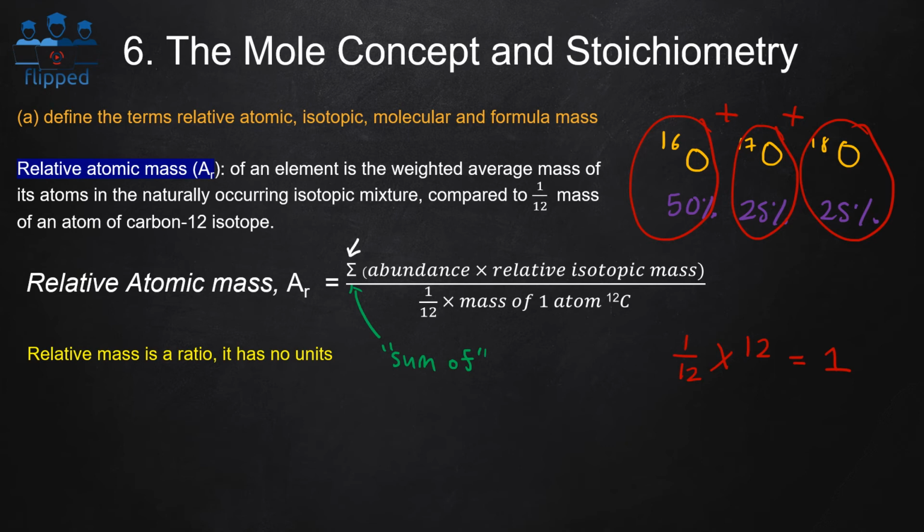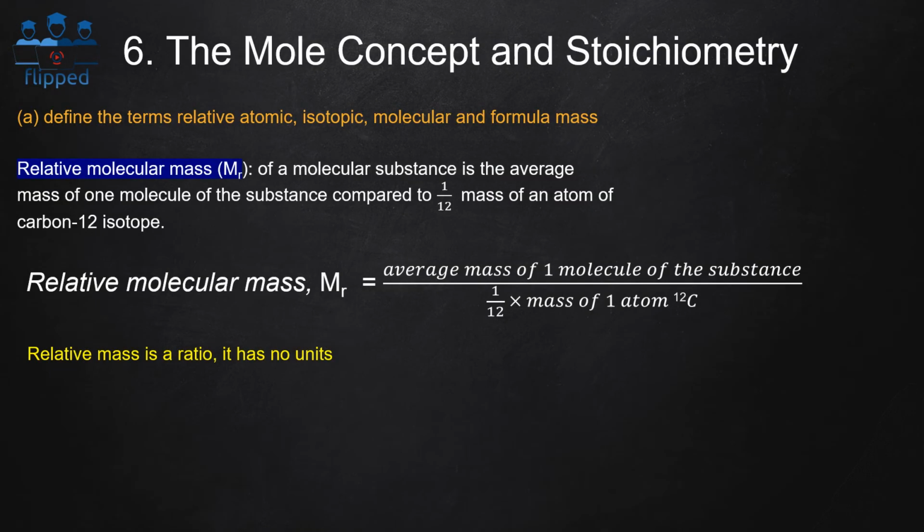So you can see that this formula is the same as what we have seen before. And because it's a ratio, it has no units. What we see here is MR, which is relative molecular mass. I'll give you a summary later about AR and MR in the next slide. But MR, as we have learned in O-level, high school, is for molecular substances, and it's the average mass of one molecule of substance compared to 1/12 of a mass of an atom of carbon-12 isotope. So it's the same thing as before.